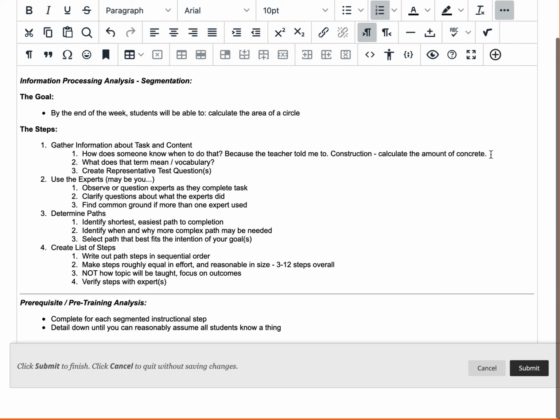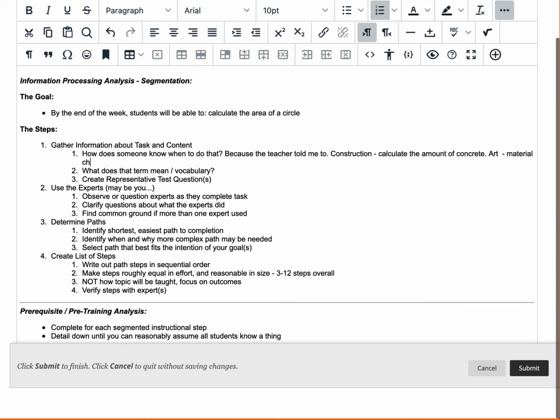Okay, I got one. All right. What about an art project? So you need to draw a circle in a particular area. Okay, yeah. Maybe you need to cover a circle with material, and you need to know how much material you've got to buy in order to cover the circle. Exactly. Yeah. Right. And we could go on and on.